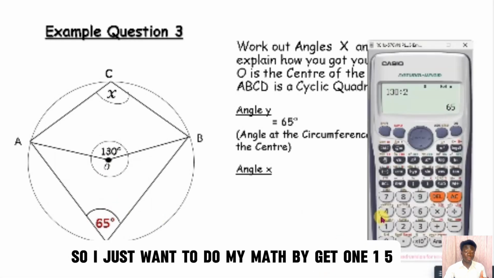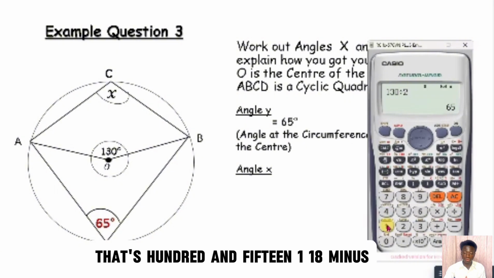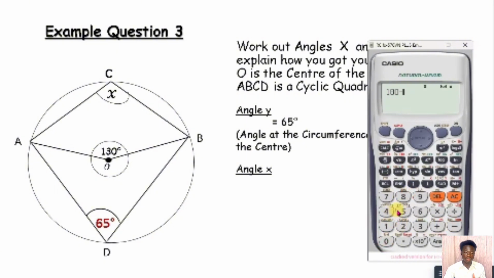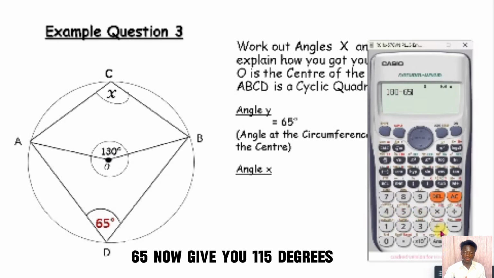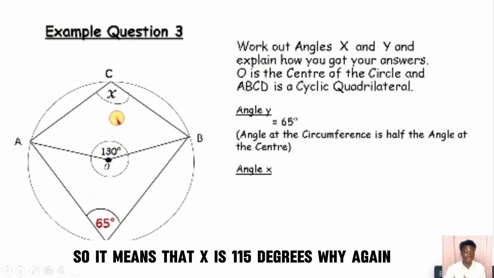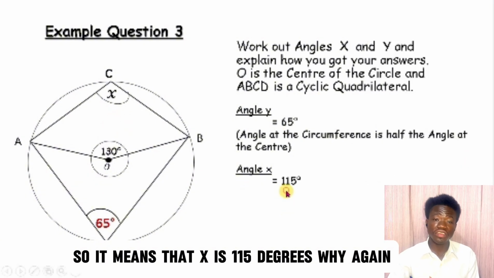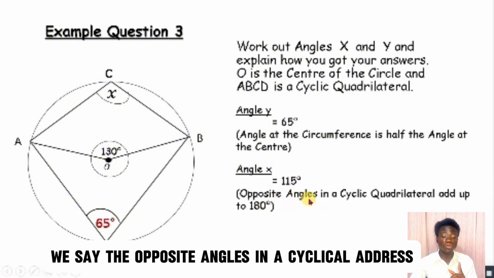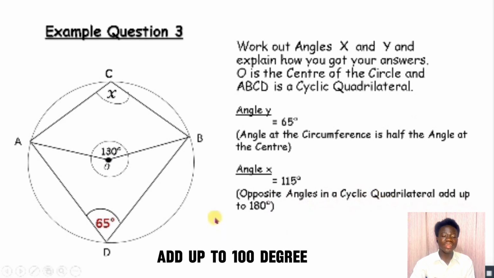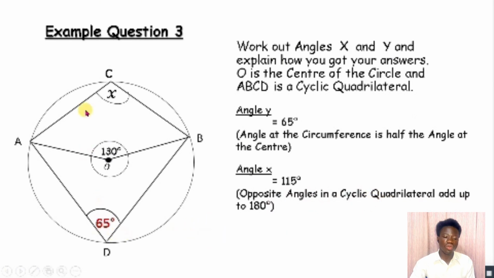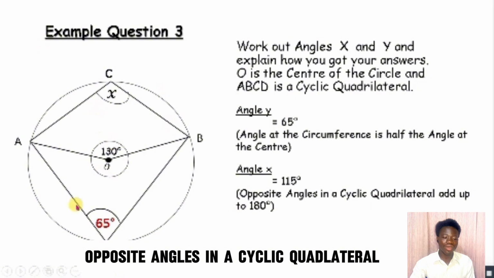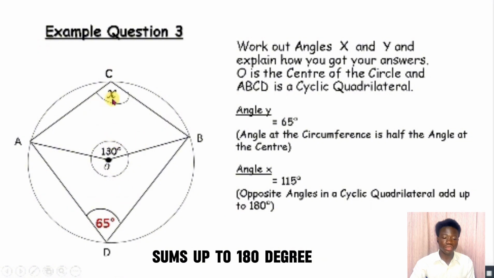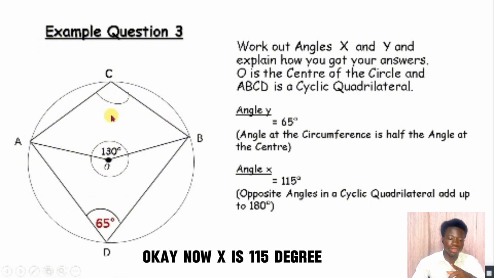So if you take 180 minus 65, what will you have? I get 115. That's 115. 180 minus 65 gives you 115 degrees. So it means that X is 115 degrees. Why? Again, we say the opposite angles in a cyclic quadrilateral add up to 180 degrees. Opposite angles in a cyclic quadrilateral sum up to 180 degrees. Okay. Now X is 115 degrees.